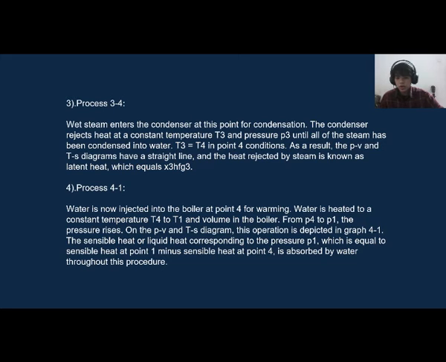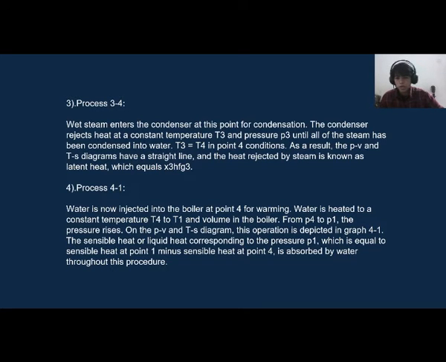Process 3-4. Wet steam enters the condenser at this point for condensation. The condenser rejects heat at a constant temperature T3 and pressure P3 until all the steam has been condensed into water. T3 equals T4 at point 4 condition. As a result, the PV and TS diagrams have a straight line, and the heat rejected by steam is known as latent heat, which equals x3 hfg3.